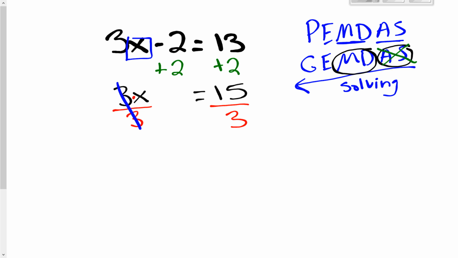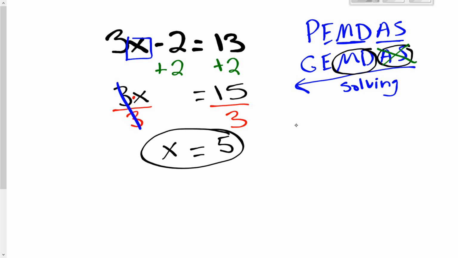These 3's will cancel out, and the reason why I say that is because that is going to be 3 divided by 3, which is 1x, which we don't really have to write the 1, that's just x. And then on the right-hand side over here, 15 divided by 3 is 5.